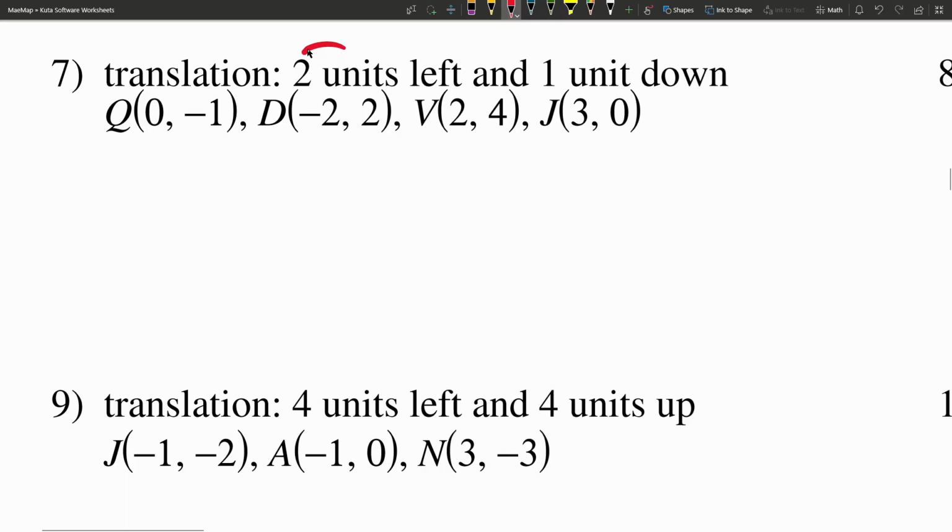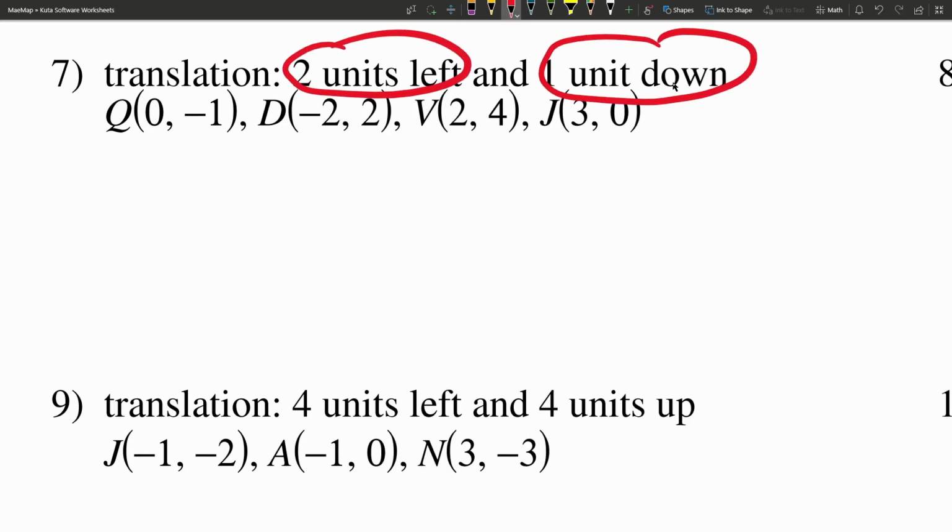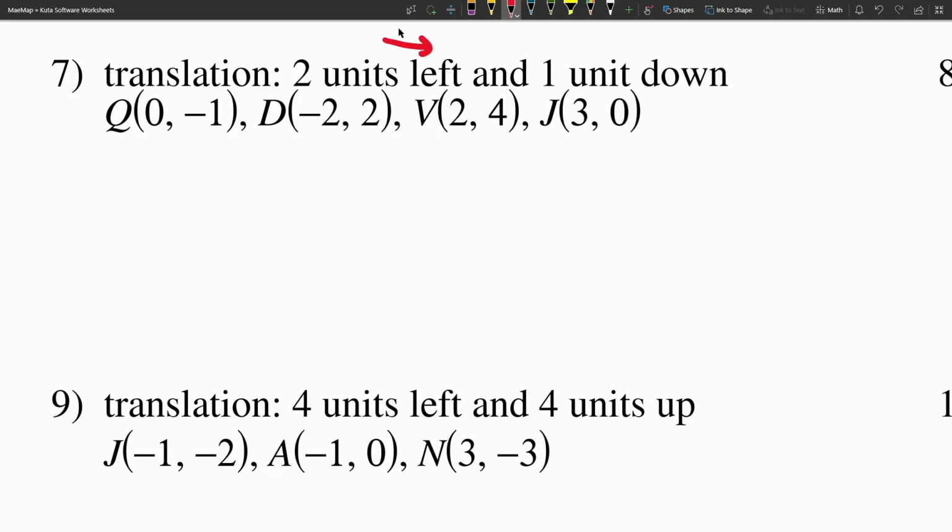For number 7, we're moving 2 units left and 1 unit down. Remember, moving left or right is the x direction. Right is the positive x direction, so we're adding to x, and left is moving in the negative x direction, so we're going to be taking away from that x. So moving 2 units left, we're going to be subtracting 2 from each of our x coordinates. So we're going to subtract 2 from 0, subtract 2 from -2, subtract 2 from 2, and subtract 2 from 3. And I'll just make these like vertical expressions so that we can see our new coordinates.